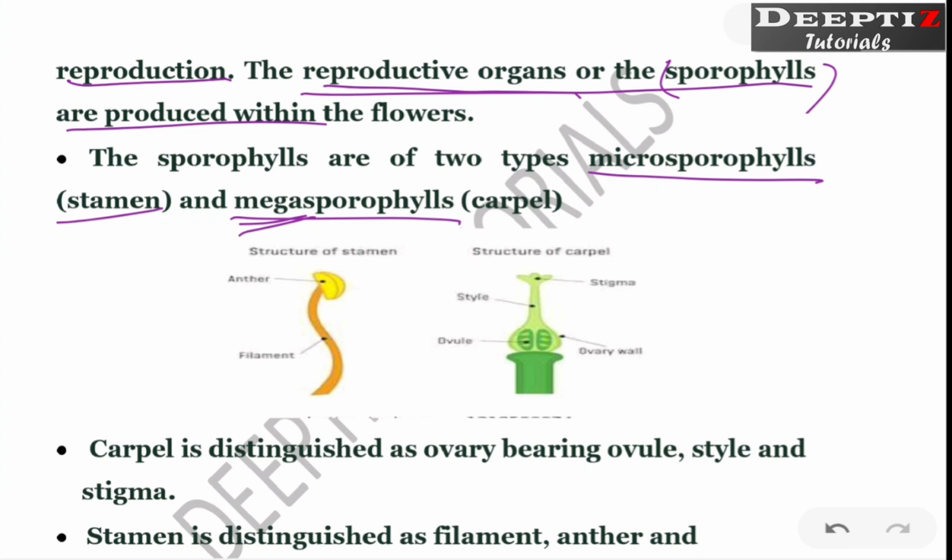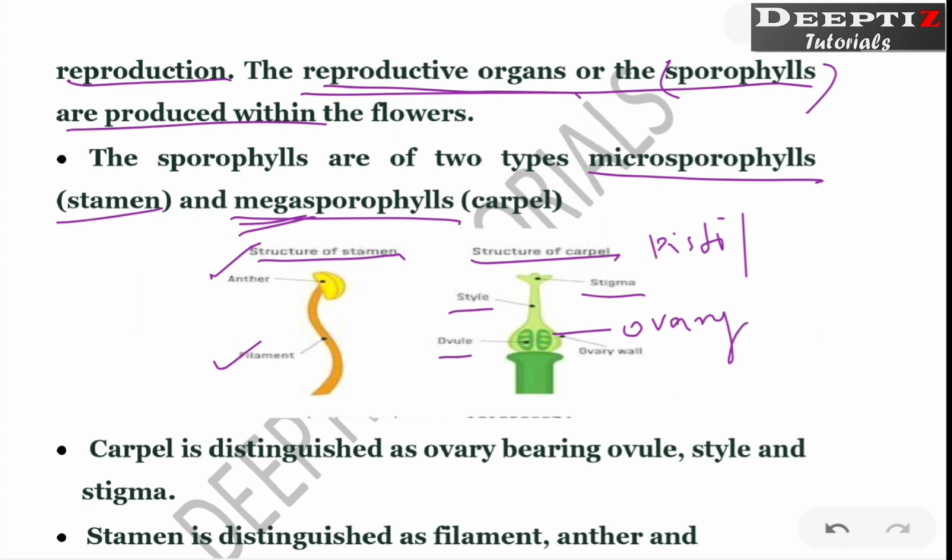So this is the diagram of the structure of the stamen, which consists of anther and the filament. What about the carpel, which is also termed as the pistil, right? So what about this pistil? This consists of stigma, style, ovary. Within the ovary there is ovule, and this is the ovary wall, right?